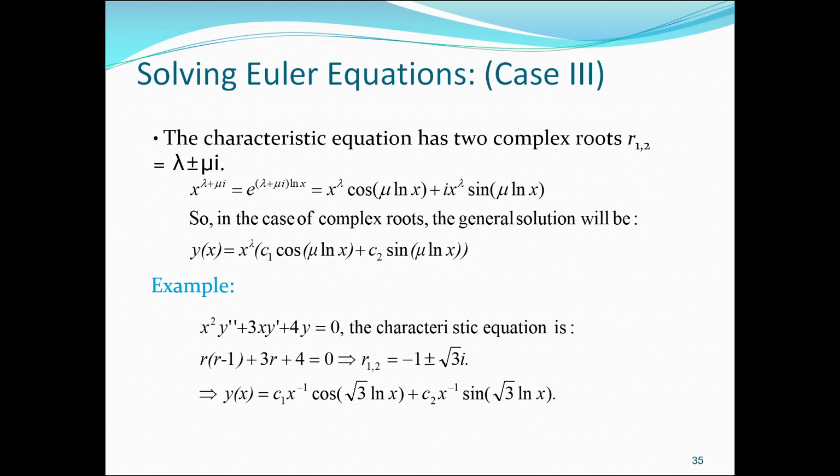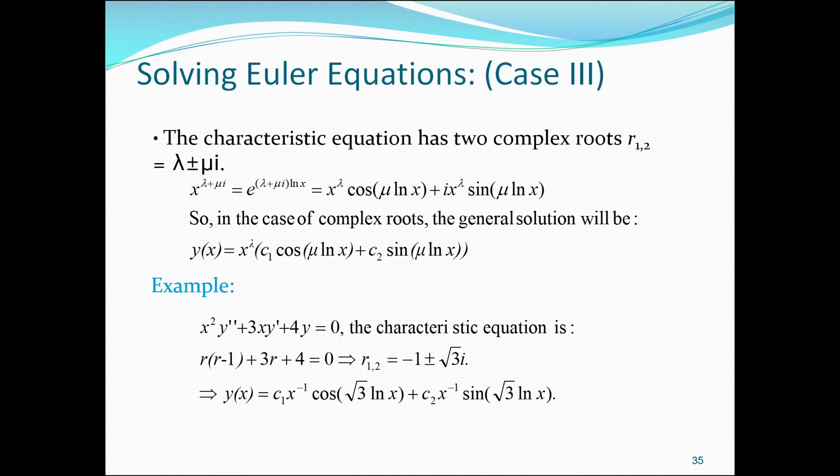The final case: we solve the characteristic equation and get two complex roots, that is r1, r2 equal to lambda plus or minus mu i. Therefore, we write x power lambda plus mu i and another one x power lambda minus mu i. Therefore, e power lambda plus or minus mu i log of x, which is x power lambda into cos of mu into log x plus or minus i into x power lambda into sin of mu log x. Therefore, the final solution becomes y of x equal to x power lambda, c1 into cos of mu log x plus c2 into sin of mu log x.